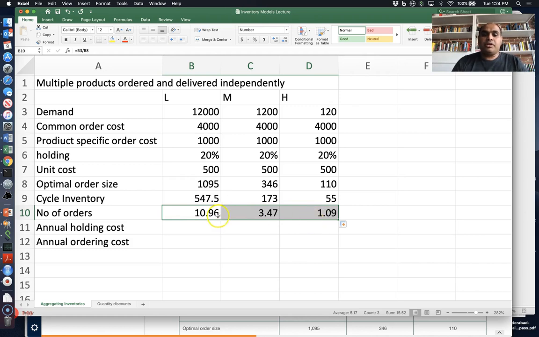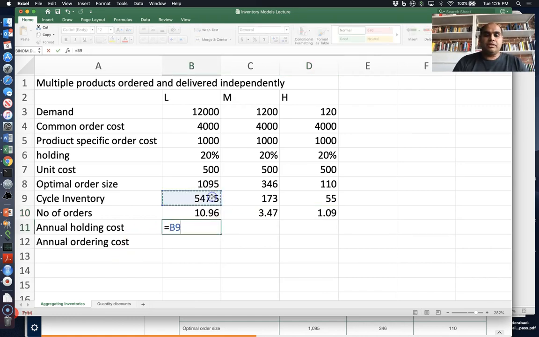So that's what you have. So this is the order quantity. Now this means that each is ordered separately. Each has their own manager. They're managing them separately. There is no coordination between ordering. So you can calculate the annual ordering cost and holding cost. So we know that the annual holding cost is the cycle inventory times little h times c, and the annual ordering cost is the number of orders, which we already know, times the ordering cost, which is the common ordering cost plus the product specific ordering cost. There you go.